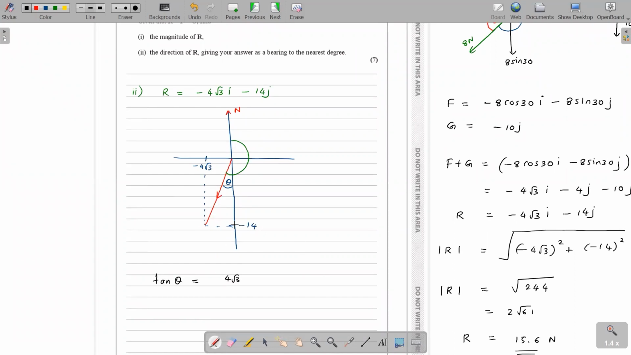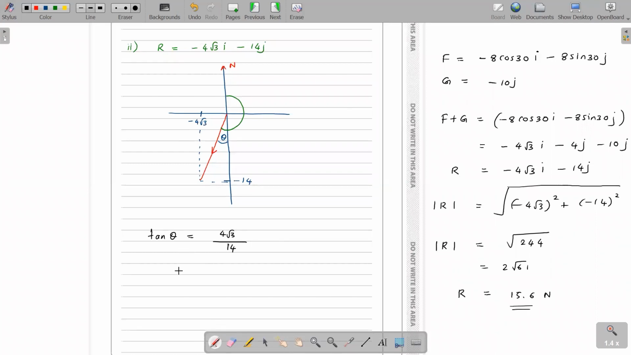Opposite is the x distance, 4 root 3, over adjacent, which is 14. Okay, so can you all get tan inverse of 4 root 3 over 14? How much is it? 26.3. The answer for tan inverse of 4 root 3 over 14 is 26.3295. Okay, then let's get the bearing.